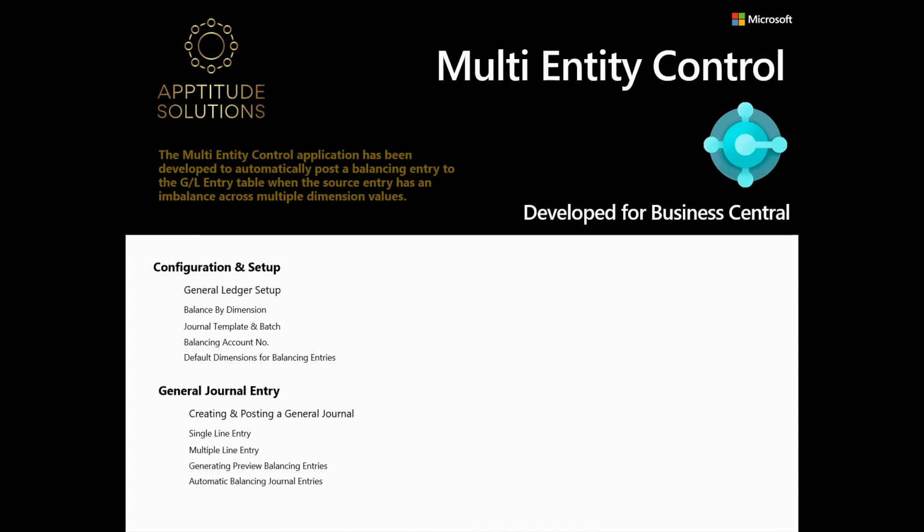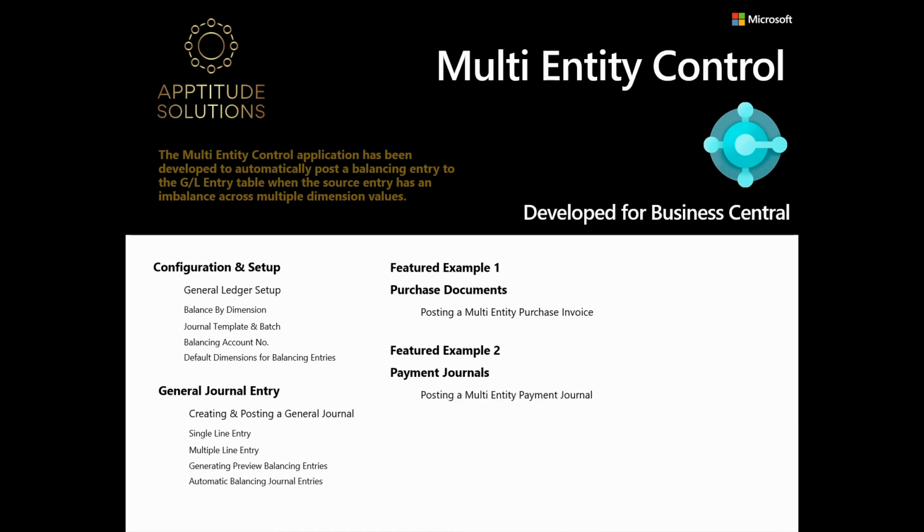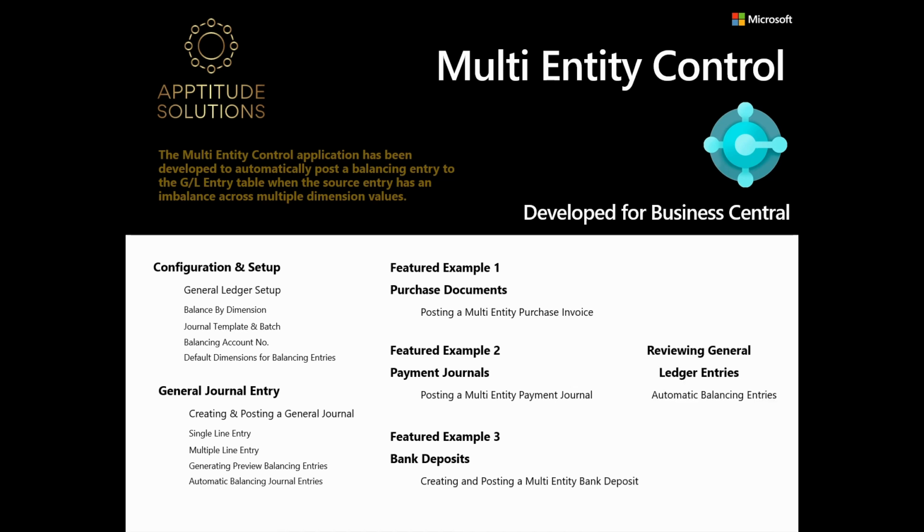I'll walk you through three featured examples of how our app can be used. The first being purchase documents. I'm going to create and post a multi-entity purchase invoice. Secondly, I'm going to create a payment journal, and I'm going to post a multi-entity payment journal. We'll look at the new bank deposits function and how I can create and post a multi-entity bank deposit. And finally, we're going to review all the general ledger entries created and look at the automatic balancing entries posted to the system.